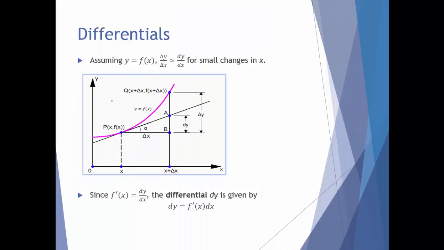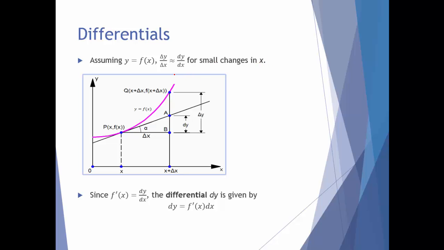The other topic in here is going to be differentials. And differentials are one of the things we want to talk about when we examine the curve and its tangent line at a specific point. And what we say about this is we're going to start by assuming y is a function of x. X is your independent variable, y is your dependent variable. For that kind of function, the change in y over change in x should be approximately equal to dy dx for small changes in x.